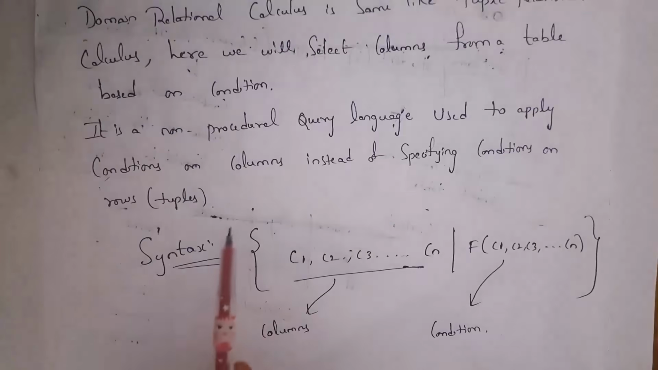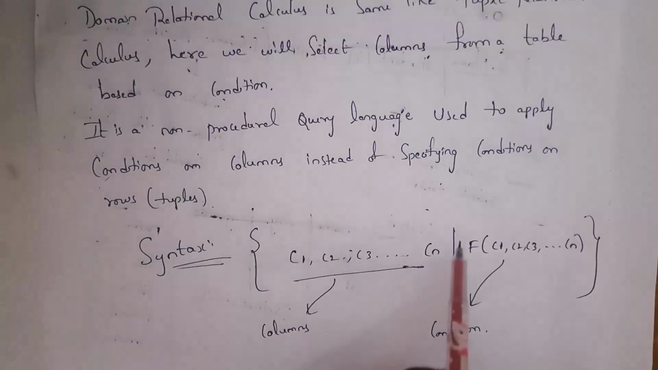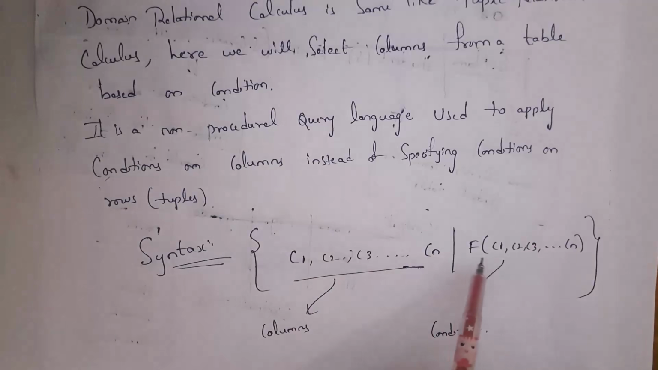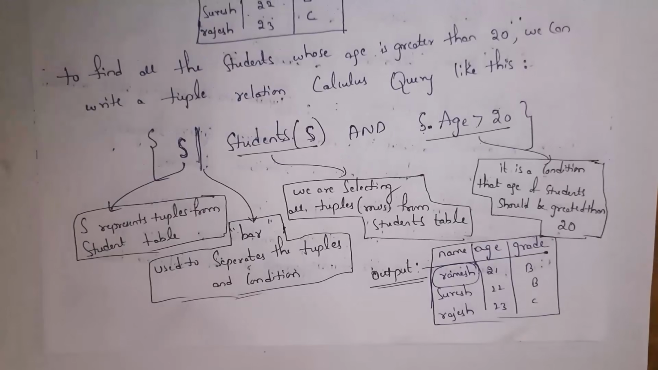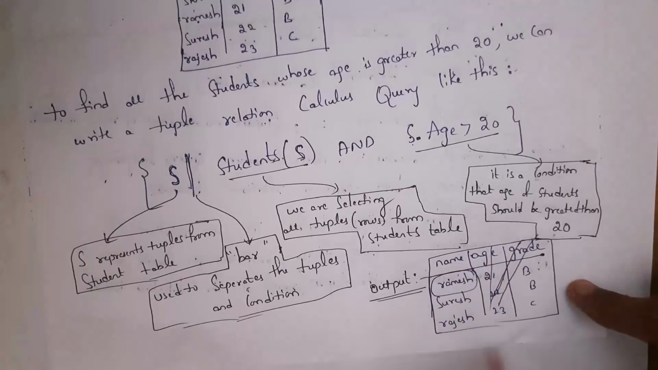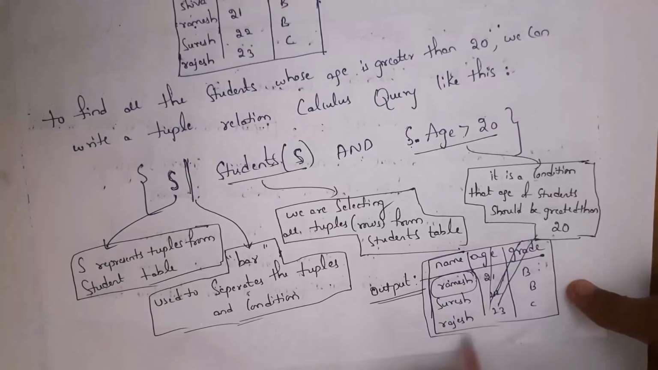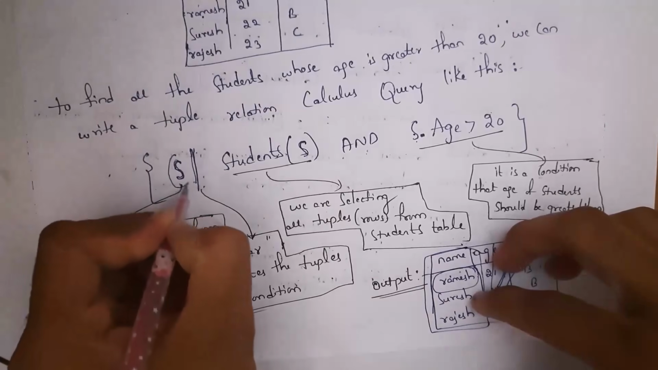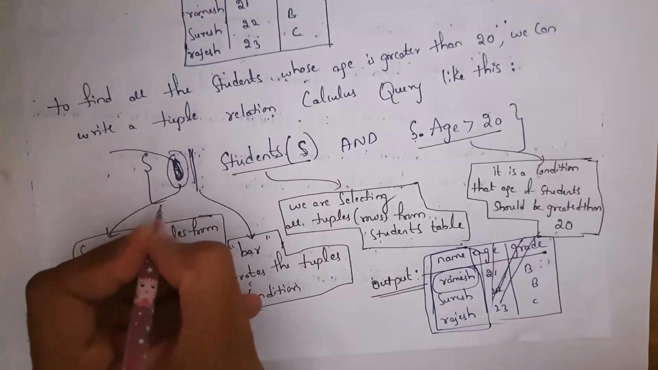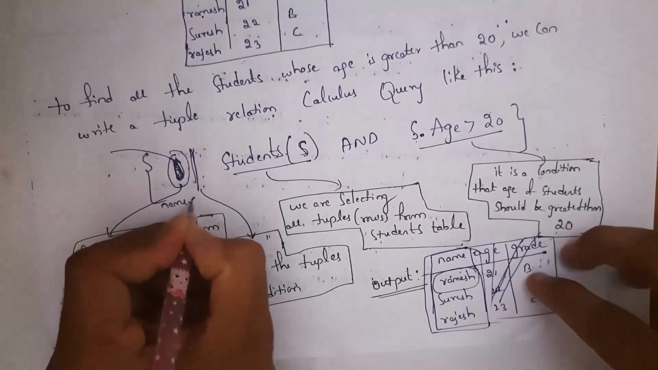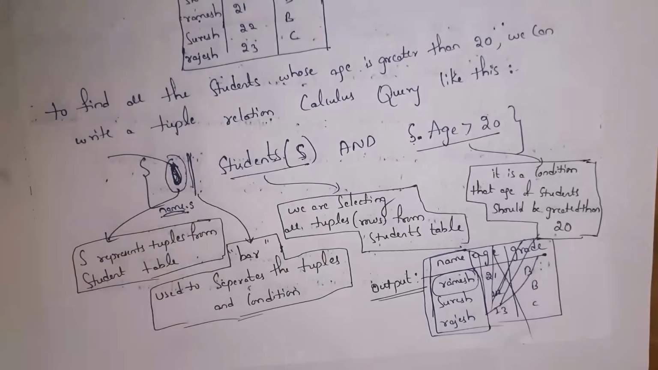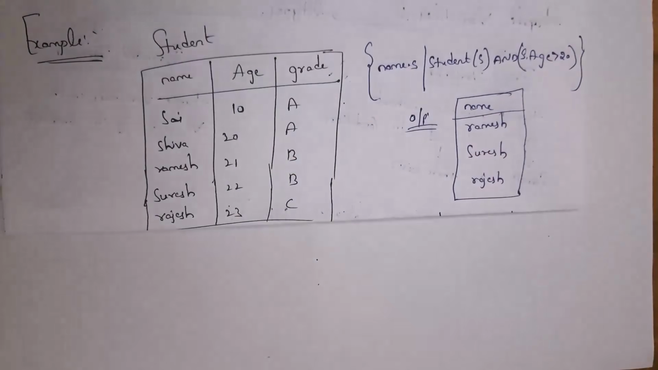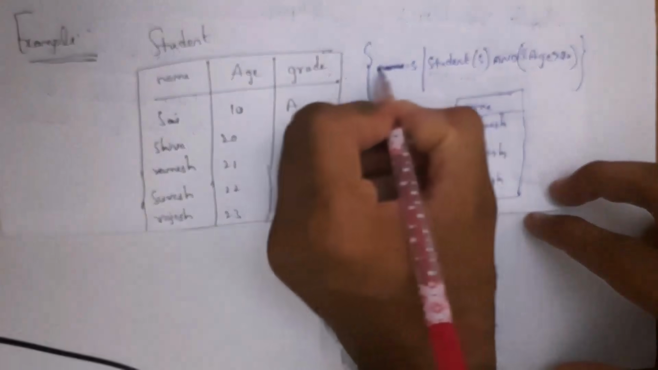This is the syntax. Inside curly braces, you need to select columns and you need to give a condition for the columns. So C1, C2, C3, and so on to Cn are columns. And f of C1, C2, C3, and so on to Cn is the condition. Guys, same example. I don't want to select the complete record. I just want to select the name column of students whose age is greater than 20. Here S stands for tuple. So instead of writing S, you need to write name.s. That means I want to select only the name column. This is the domain relational calculus query and this is my output. For example, if I want to select only the grade column, then in place of writing name, just write grade here.